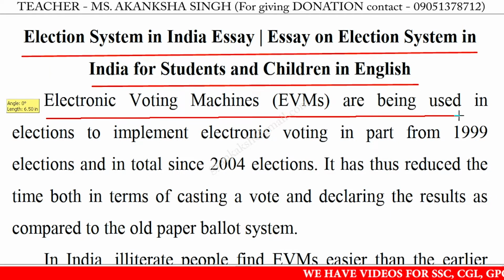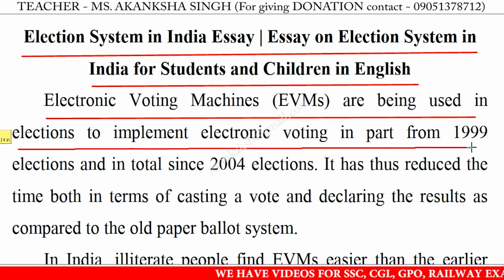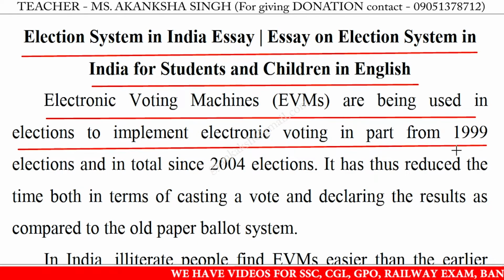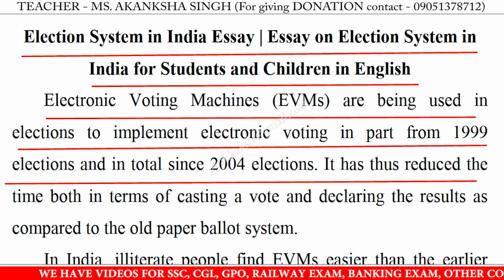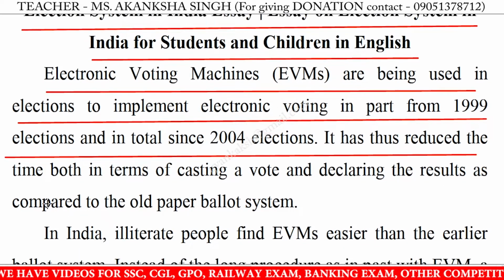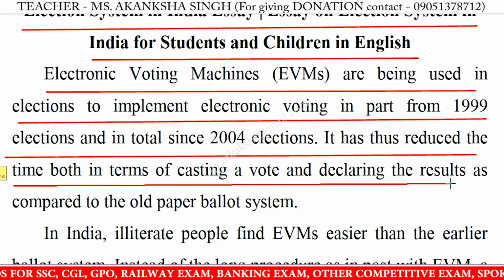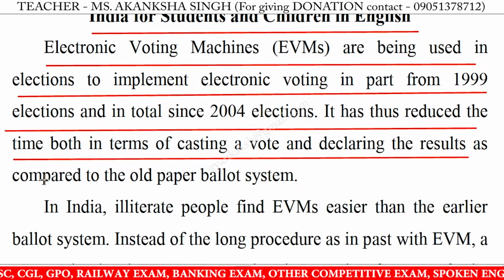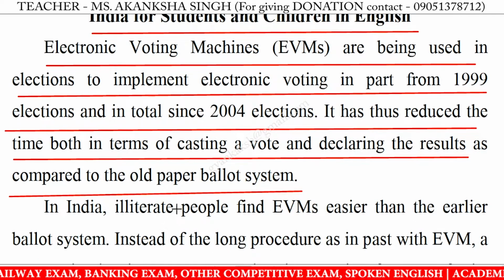Electronic voting machines (EVMs) have been used in elections to implement electronic voting, in part from the 1999 elections and in total since the 2004 elections. It has thus reduced the time both in terms of casting a vote and declaring the results as compared to the old paper ballot system.